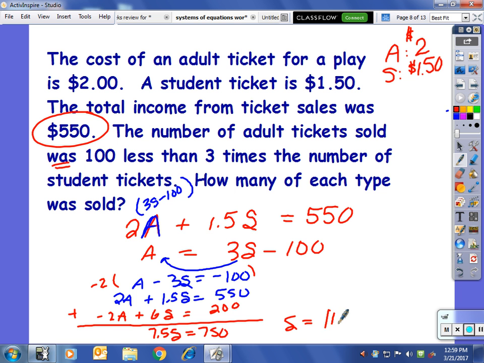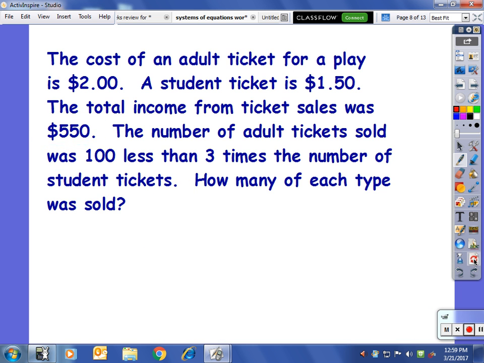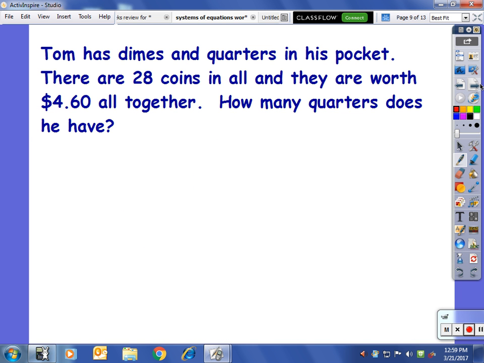Students equals 100. And then adults, go back to this equation again. Adults is still going to come out to be 200. So it doesn't matter which method you like the most. Pick one you like the most and just make it work. Okay, let's try. You try this one on your own.